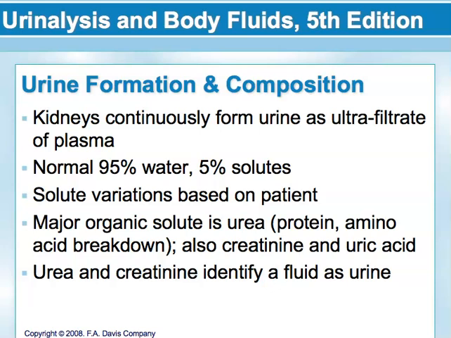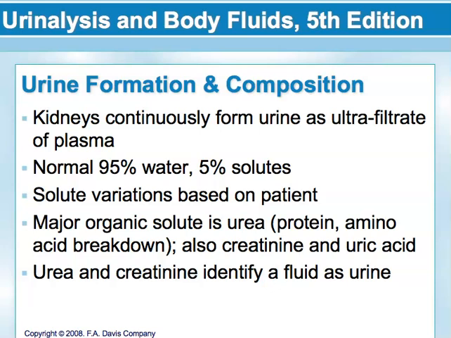Urine consists of urea and other organic and inorganic chemicals dissolved in water. Urine is normally 95% water and 5% those other solutes. There are considerable variations possible in urinalysis results based on the individual patient. That could be due to dietary intake, physical activity, body metabolism, endocrine functions, and even body position.